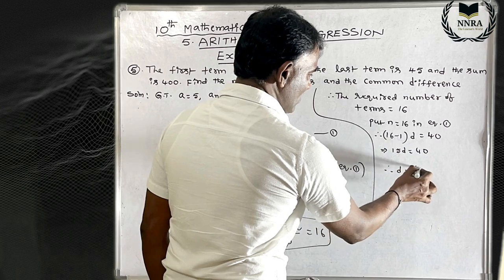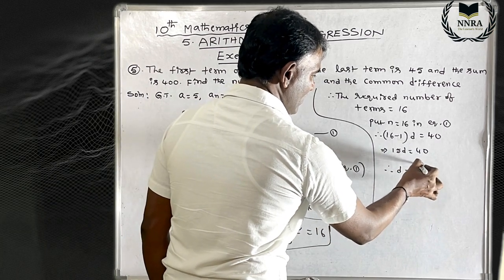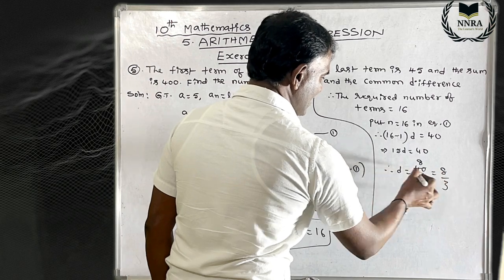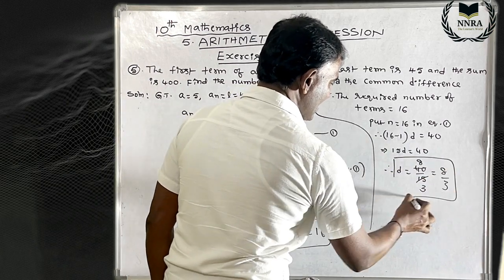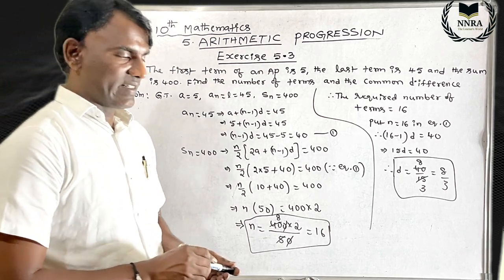Therefore d equal to 40 divided by 15. 5 3 ja, here 5 8 ja, then 8 by 3 is the value of d. That is the common difference. So d equal to 8 by 3 is the answer.